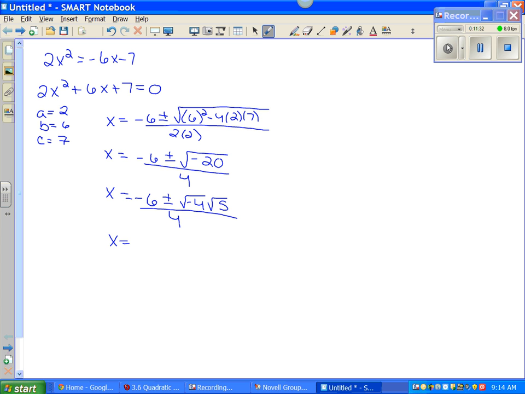In the bottom? Because you moved it the other direction. You'll still get the same answer as we get going this way. That's fine. What's the square root of negative 4? 2i. So we get 2 radical 5i over 4. Can that be reduced? Look again.